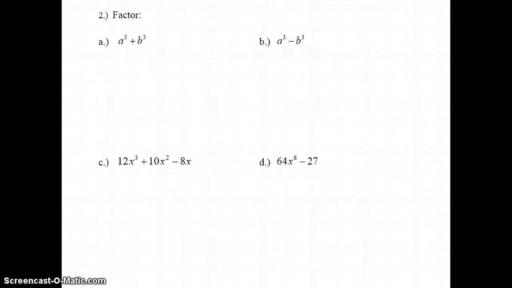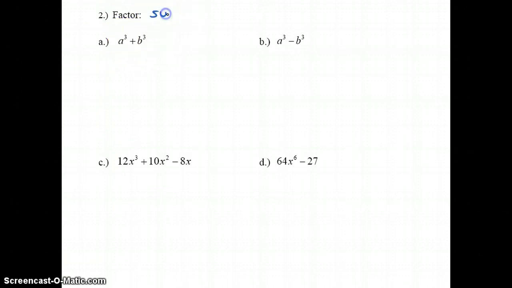This is page 2 of the review packet, chapter R. Let's start some factoring. The first problems, part A and part B. When I see this, I see a sum and I see cubes.